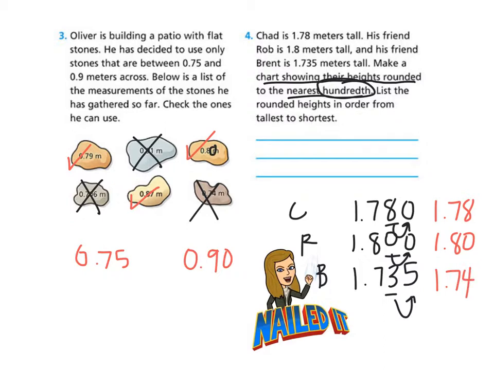So now we need to put them in order from tallest to shortest. So tallest is going to be the largest. So they're all 1, 1, 1. So we got to go next to the tenths place. Ooh, 7 versus an 8 versus a 7. 8's the biggest one so far. So Rob, you're the tallest at 1 and 80 hundredths.